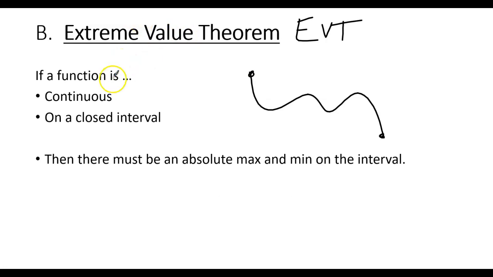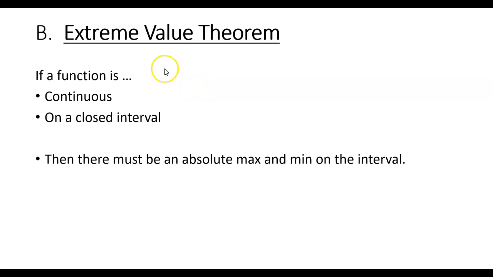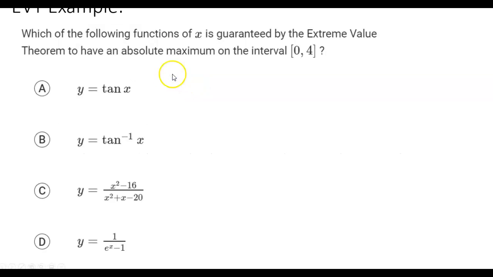Notice that this theorem does not tell you what they are. It doesn't tell you what the absolute min and max are. It just tells you that they do, in fact, have to exist. And the benefit of that is that if they have to exist, then that means that they're worth looking for.